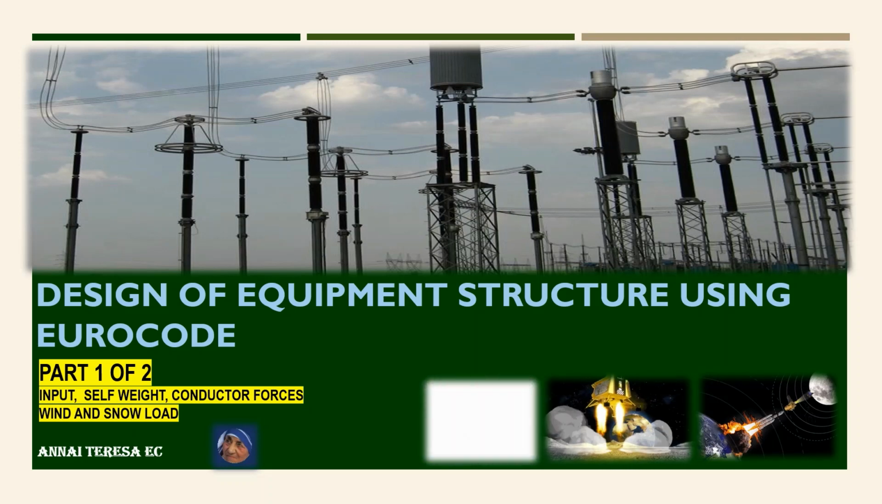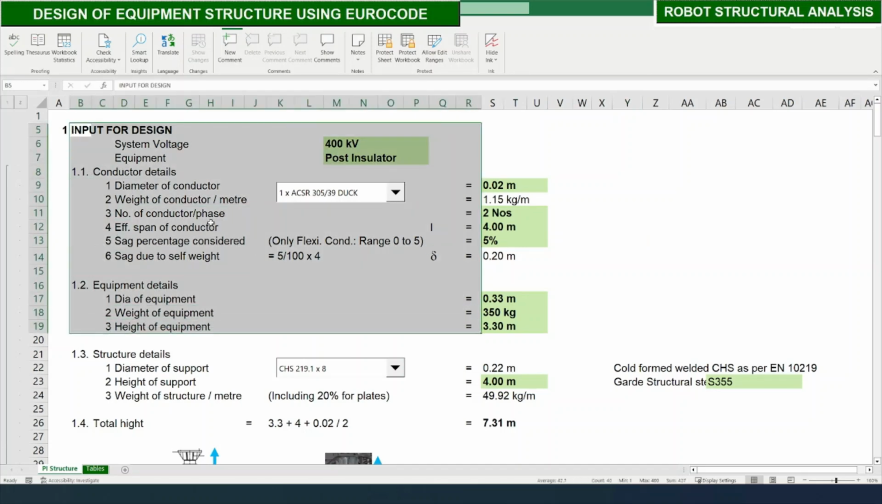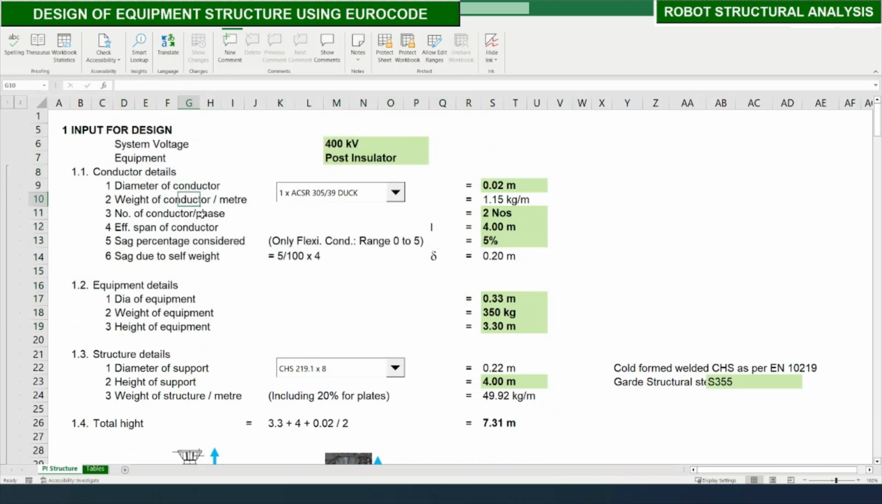Let me look into that Excel calculation for this input, self weight and conductor forces, wind and snow load calculation. On the screen you can see an Excel sheet in which we are going to do the design of 400 kV post insulator support structure with the European standard in Robot Structural Analysis. So these are the inputs required to start our design. First one is system voltage, which we can consider as 400 kV. Second one is equipment. The equipment is a post insulator we are going to consider here.